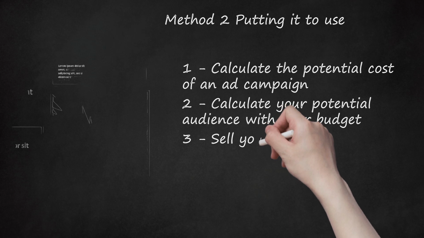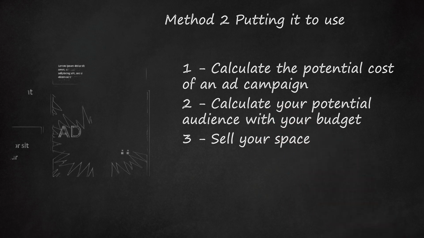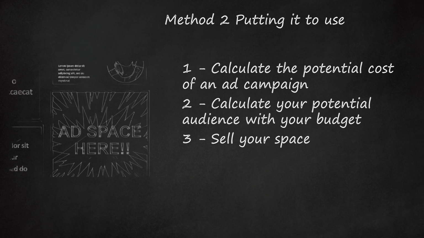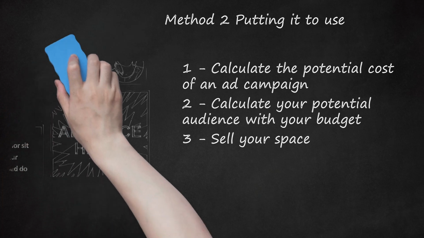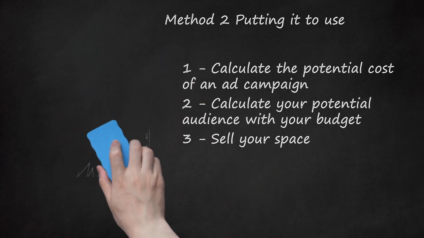3. Sell your space. If you have a website and want to earn advertising revenue, CPM will be calculated by your site's traffic and the amount of money a company is willing to spend advertising to that audience. In web advertising, this is often done automatically with a service like Google Analytics. The value of your ad space is calculated and sold to those who bid for it.